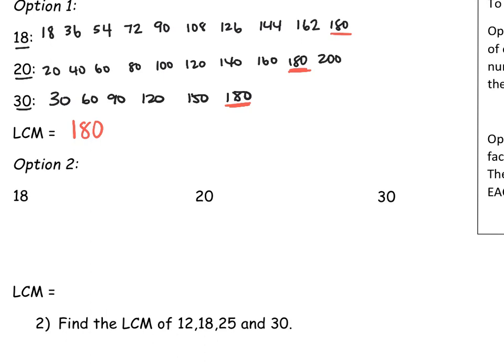On the side of your paper, the steps are you write the prime factorization of each number. So we're going to start by doing that. Remember, 18 is 2 times 9. 9 is 3 times 3. So the prime factorization of 18 is 2 times 3 squared. Now 20 is 2 times 10. 10 is 2 times 5. So this is 2 squared times 5.